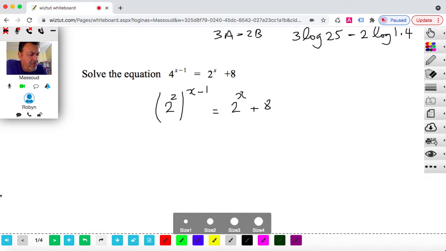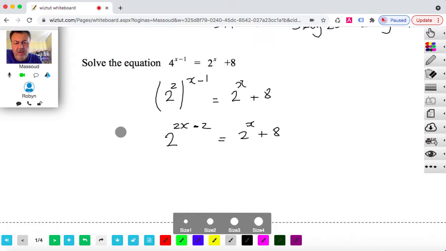So when you bring the power outside the bracket into the bracket, the 2 powers will get multiplied. So therefore, you will have 2 to the power of 2x minus 2. And on this side, you would have 2 to the power of x plus 8. And 8 didn't come out that nice, so I'll just write it again, 8.